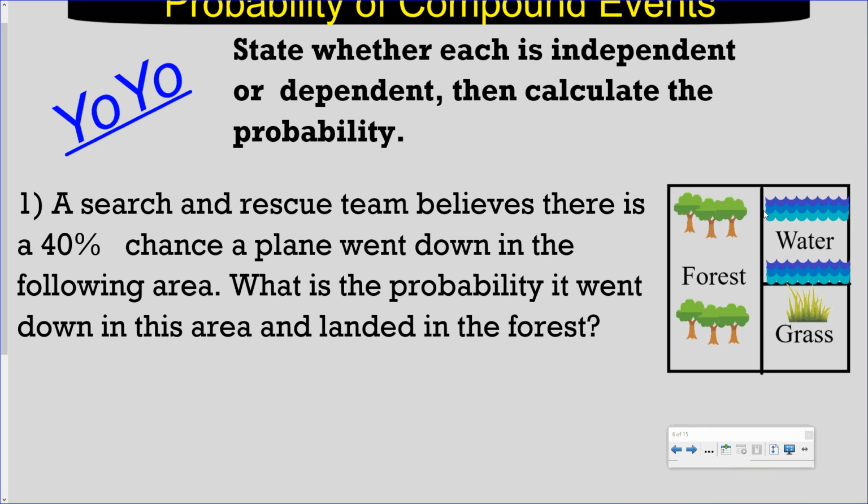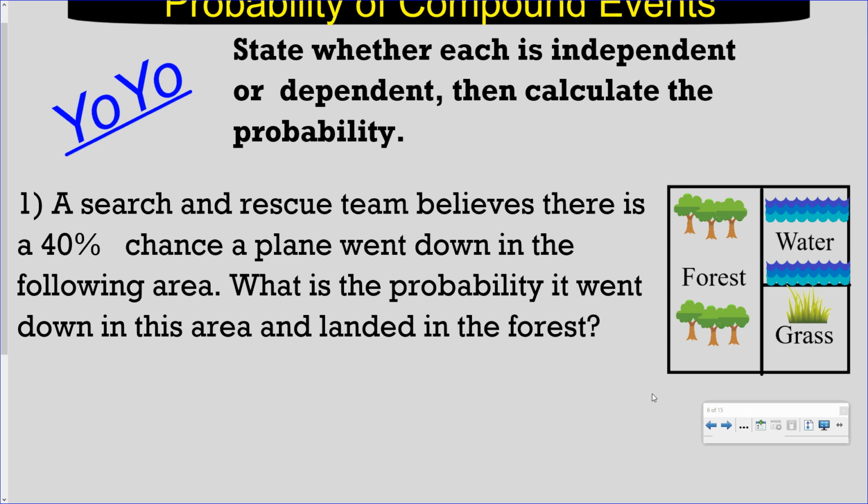Okay, so the question is, a search and rescue team believes that there is a 40% chance a plane went down in this area. What is the probability it went down in this area and landed in the forest? So go ahead and pause this and take a second. I want to know, is it dependent or independent, and what its probability is. Go ahead. Okay. First, we need to decide if it's dependent or independent. Well, we can't even talk about what percentage of the area the water takes up unless we know that this is the only area it landed in. So we have to assume it landed here, which means this is a dependent event.